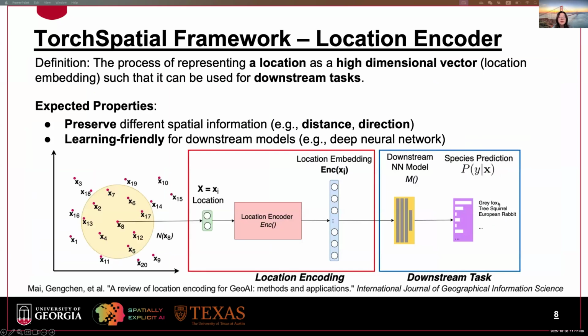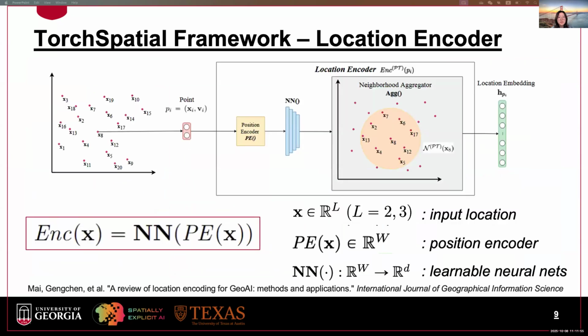The idea of location encoding can be understood as a feature decomposition process, which decomposes, for example, the coordinates, the 2-dimensional vector of longitude and latitude, into a learning-friendly high-dimensional vector. As we mentioned, we used a unified and flexible framework to support the development of location encoders. So here, this equation shows the structure for that framework.